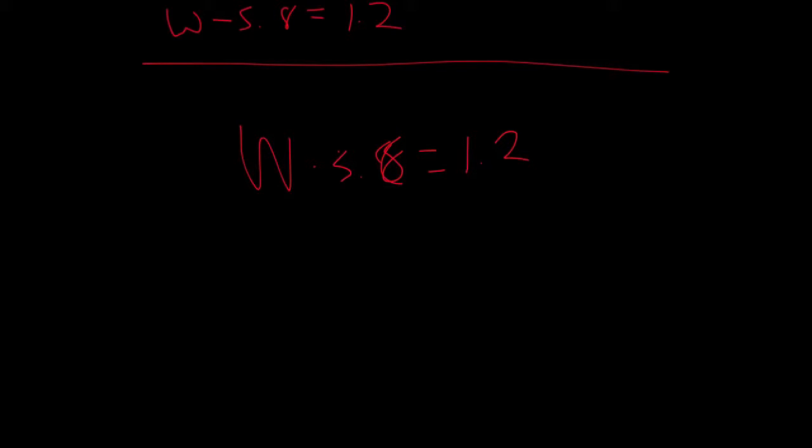Okay, so since it's a subtraction problem, we would add 5.8 to both sides, with 5.8 and 1.2. 5.8 and 5.8 cancel out. 1.2 plus 5.8 equals 7. W equals 7.